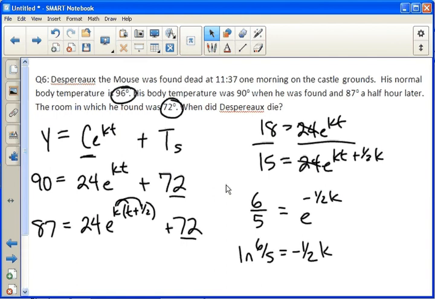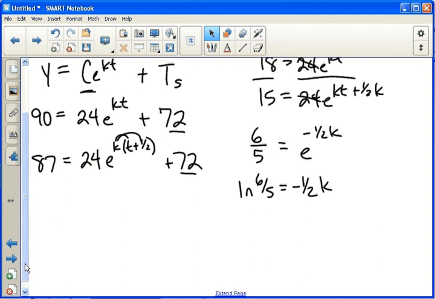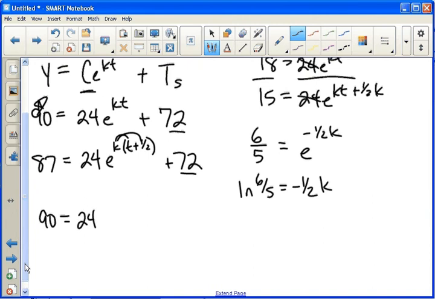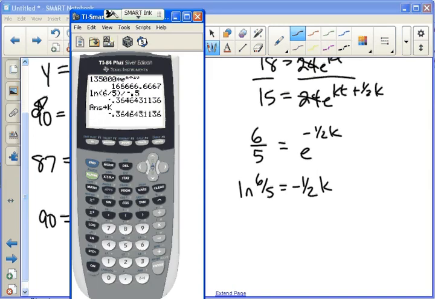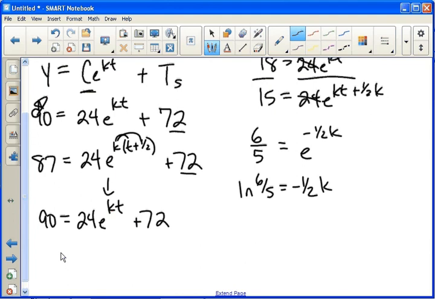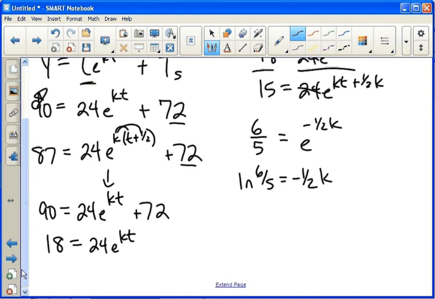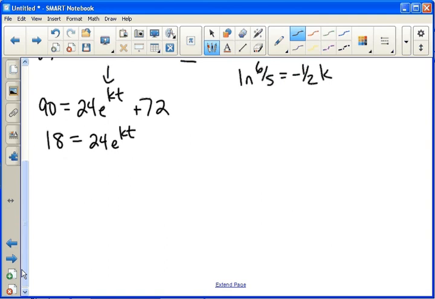So now we can go back and solve for the time it took between Despereaux's death and when he was found. I'm going to use this equation right here: 90 equals 24 e to the kt plus 72. And remember, we know k now. It's stored in our calculator. It's negative 0.3646 and so on. First we subtract 72 from both sides and we get 18. Then we divide both sides by 24. 18 over 24 reduces to 3/4.